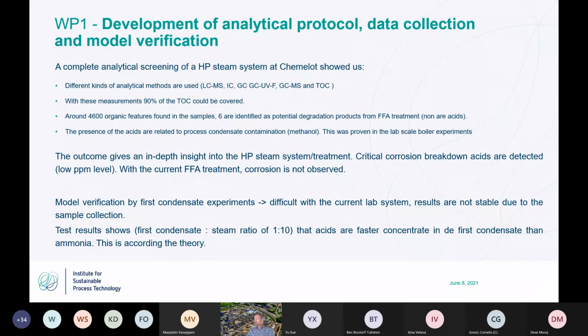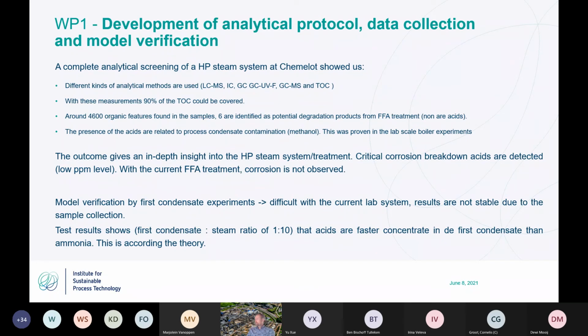But at the moment, in these film-forming amines, no acids are found. But in the system we are using, there are acids present, and we know now that it is coming from process condensate, for instance, methanol, which is coming out of the process and going to the condensate polishing unit we are using. This was also proven by Sue in the boiler experiment.